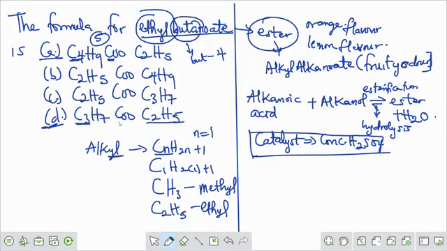But look at this one. We count this C together so that we can know the total number. This and this, so that is 4 carbon. So that will be ethyl butanoate. So the answer is option D. It's very, very simple.